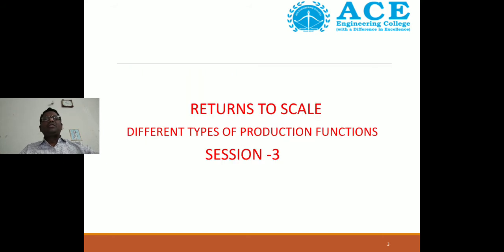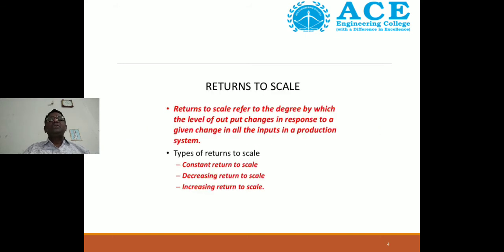Returns to scale comes under the long run production function. Returns to scale is about how production is influenced in the long run. Different types of production functions means we are discussing the Cobb-Douglas and CES production functions. Now we are going into detail one by one. So first we should go through returns to scale.